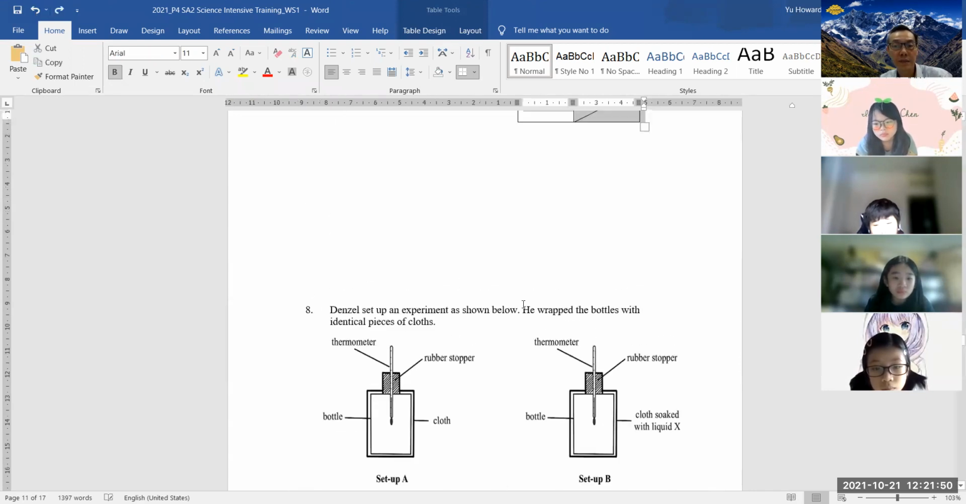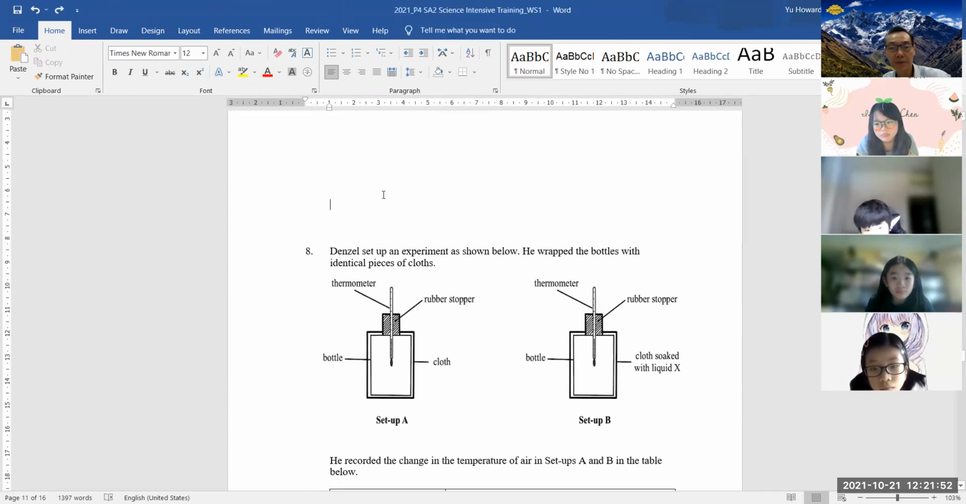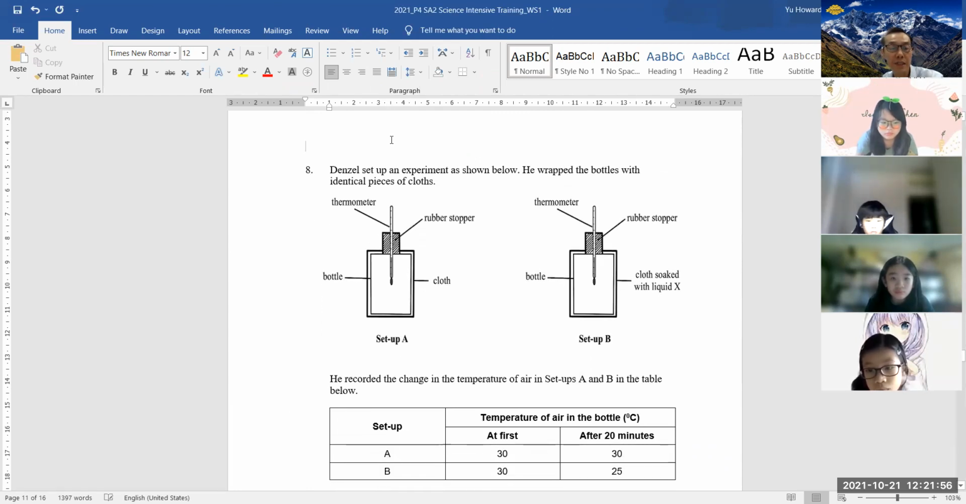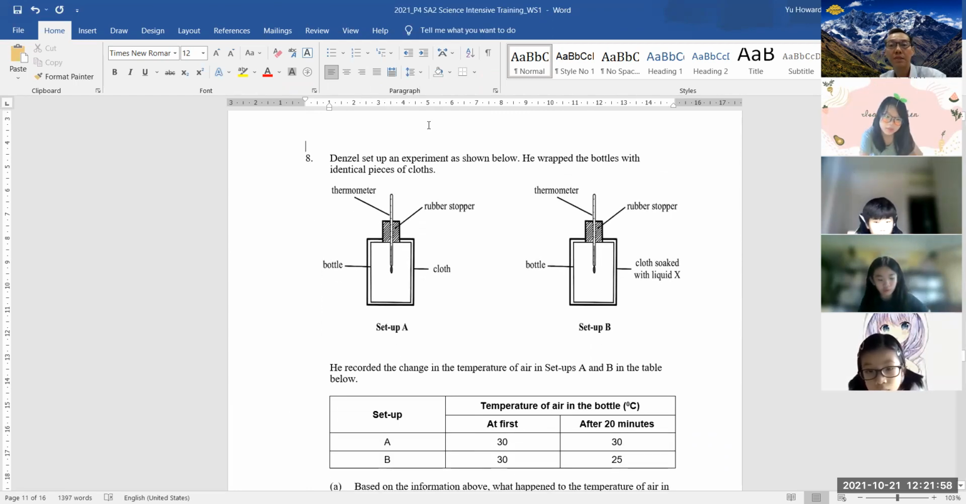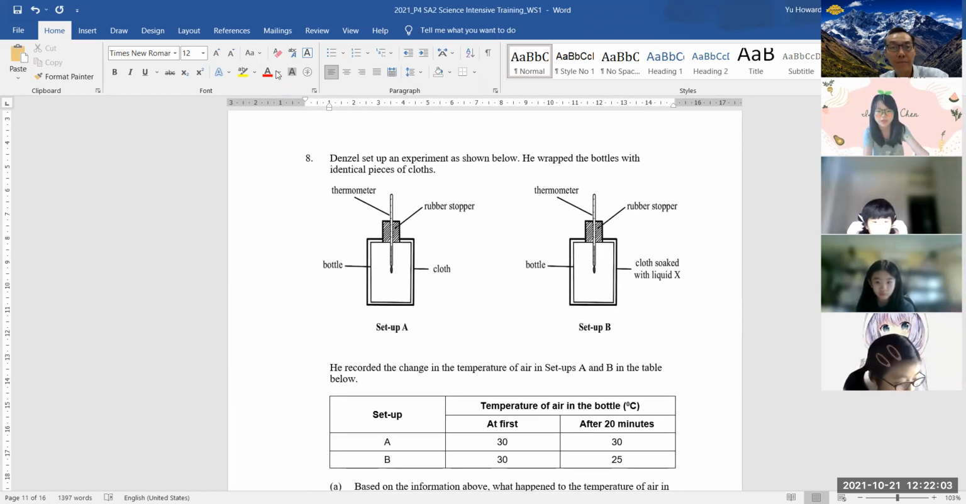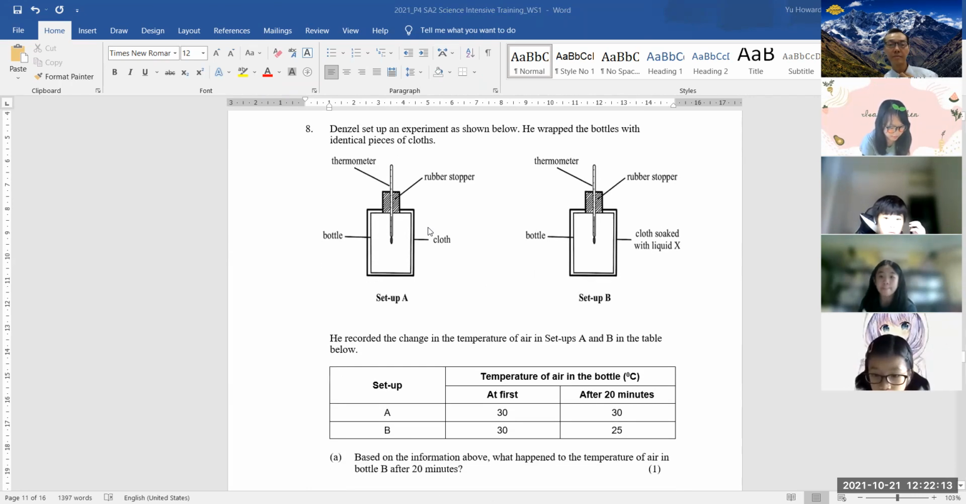Okay, this one, Denzel. Just now Isabella, you wanted to read, right? Can you read the question? Denzel set up an experiment as shown below. He wrapped the bottles with identical pieces of cloth. He recorded the change in temperature of air in setups A and B in the table below. Based on the information above, what happened to the temperature of air in bottle B after 20 minutes?